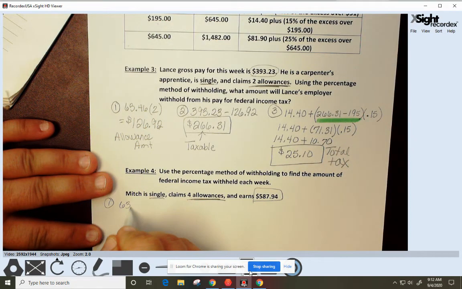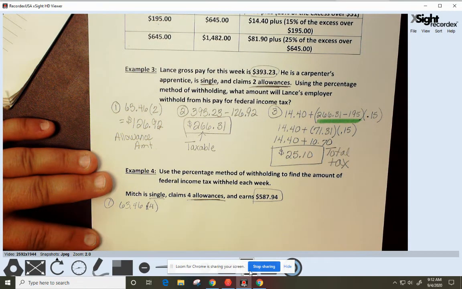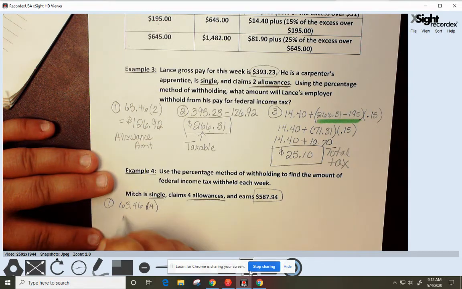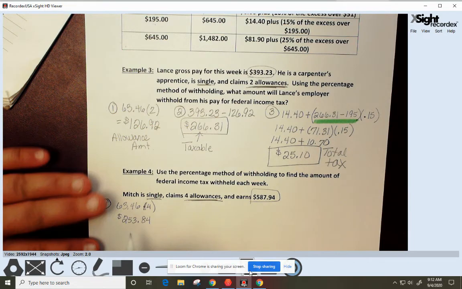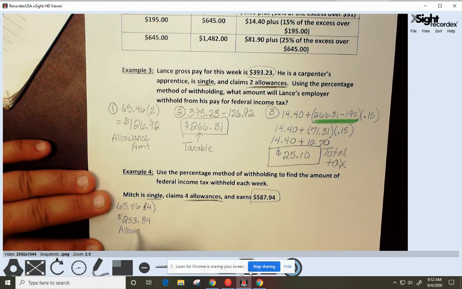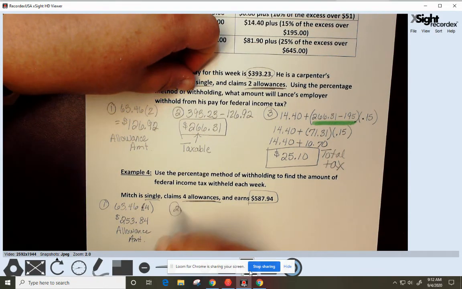So again, I'm coming back up here. Every allowance is $63.46. So $63.46 times 4. He's going to get $253.84 in tax-free money. Okay, this is my allowance amount. Okay. Step 2, we've got to have our taxable amount.